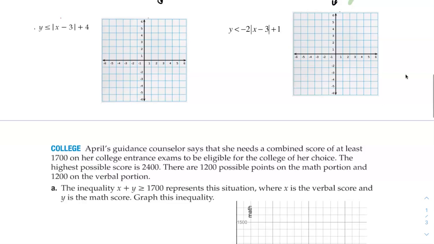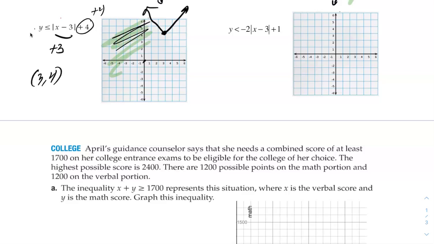Next, y is less than the absolute value of x minus 3, plus 4. Remember the lesson where we talked about moving left and right? Inside is opposite, so minus 3 means right 3, and outside follows, plus 4. An easy way to think about it is that's your vertex: my vertex is 3, 4. Starting at 0, 0, I go right 3 and up 4. So that's where I should start. Then absolute value is a V, and it's solid, so like this. It says less than, so we're shading below.